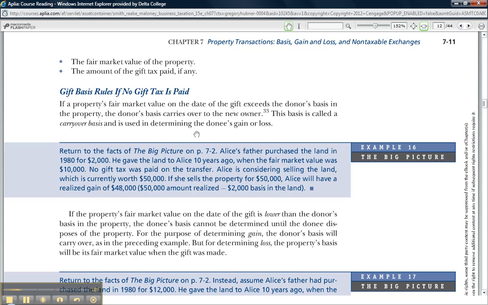But if the basis is more than the fair market value, then you can't really determine what the basis is until the donee subsequently sells the asset. So I want you to read these next couple of paragraphs and look at these examples, 17 and 18, to see what happens when the fair market value of the property is less than the basis.